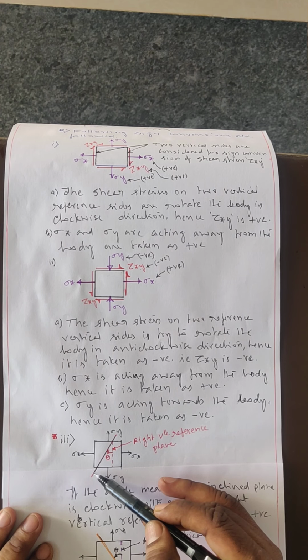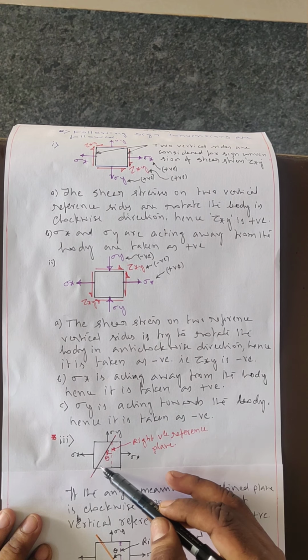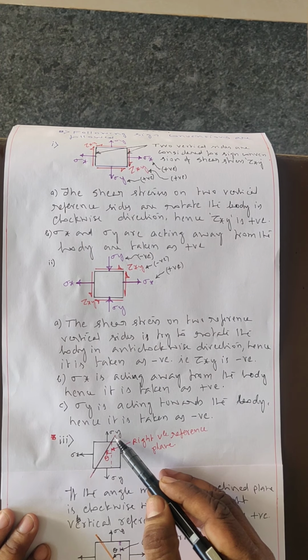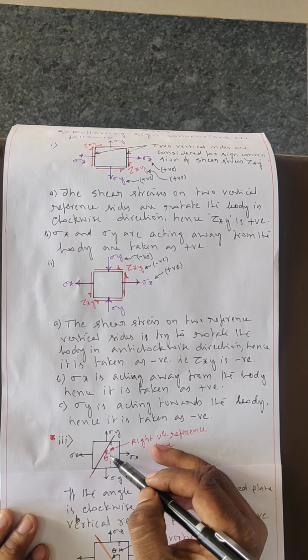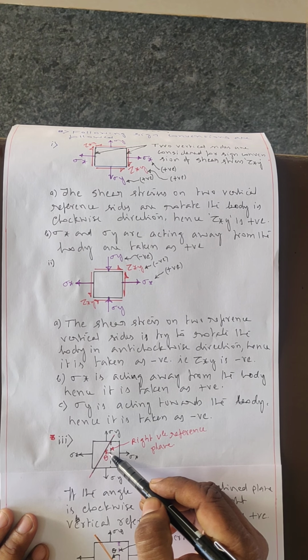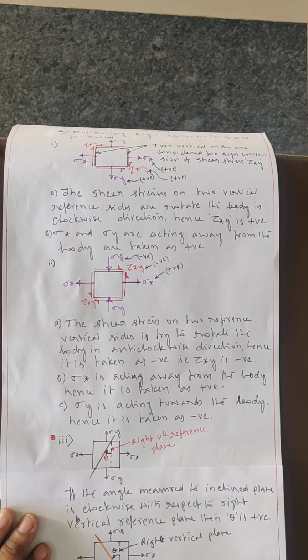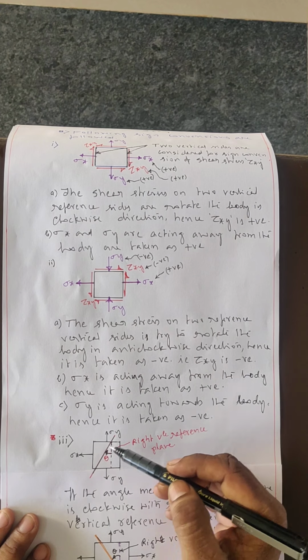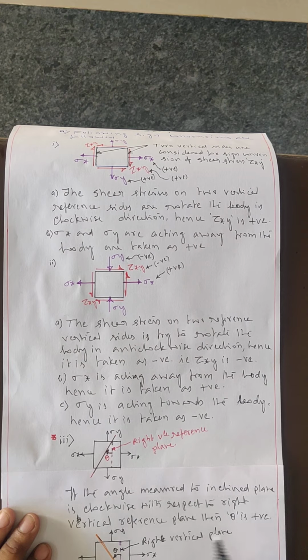For example, this is the section given on which we have to find out the normal stress and shear stress. For calculation of the inclination of the angle, we have to drop a vertical line to the right of the section line, and we measure the angle from this right vertical in clockwise direction. Therefore, this theta is clockwise or positive. If the angle measured to the inclined plane is clockwise with respect to the right vertical reference plane, then it is positive.